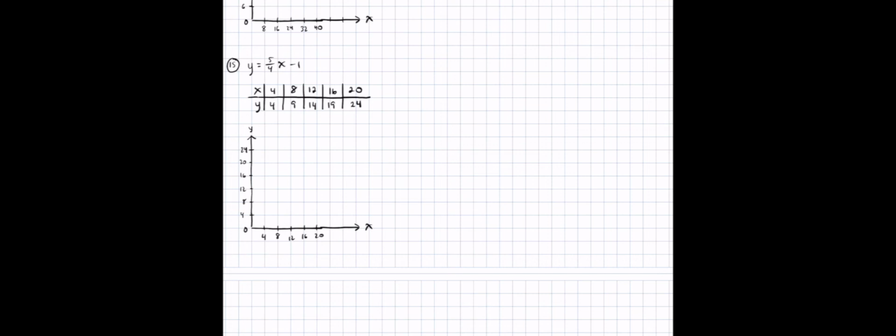So 4 comma 4, that's a nice one. 8 comma 9. 8, 9, 10, 11, 12. Okay, that's a quarter of a box here. 12 comma 14. 12, 14 is between 12 and 16. 16 comma 19. And then 20 comma 24. Alrighty.